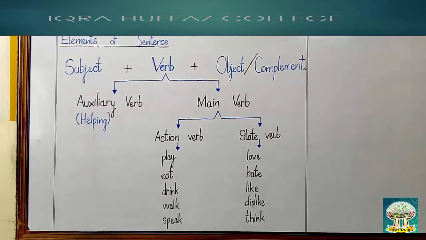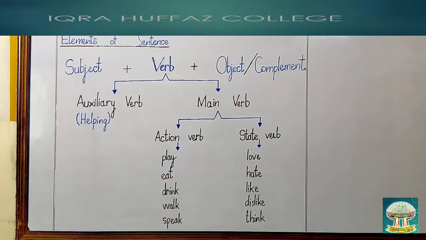Some main verbs show movement. Verbs that show movement are called action verb. You can see on the board, I have written some verbs which show movement. For example, play, eat, drink, walk, speak. And some verbs show no movement. I have written some examples of such verbs which are called state verbs because there is no movement. There is a state or condition, physical state or mental state.